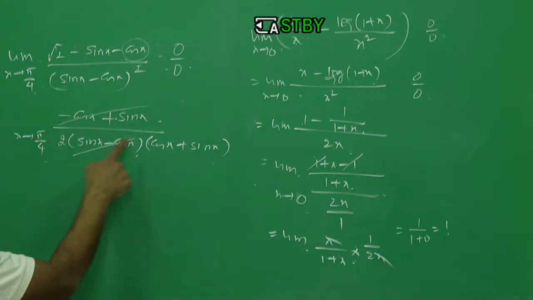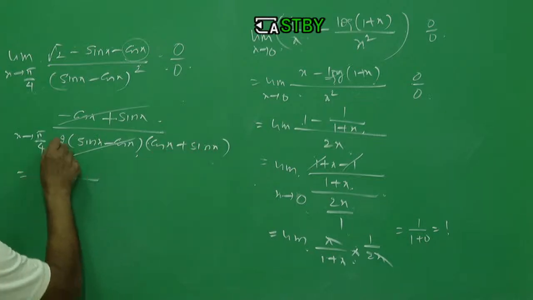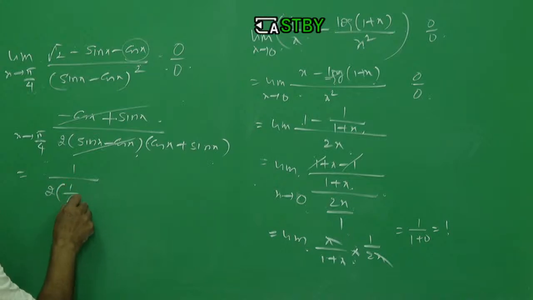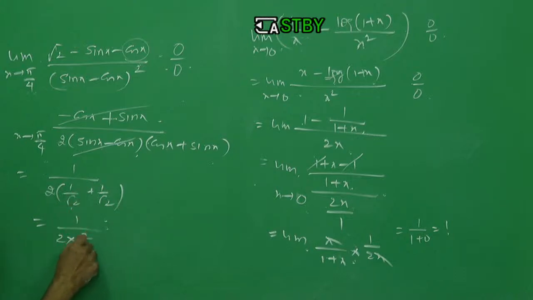Now put x equal to pi by 4. If I substitute, it is 1 upon 2 into 1 by root 2 plus 1 by root 2, and that is equal to 1 upon 2 into 2 upon root 2. Root 2 gets cancelled, that is 1 upon 2 root 2. That is the answer. क्या डिफिकल्ट है?